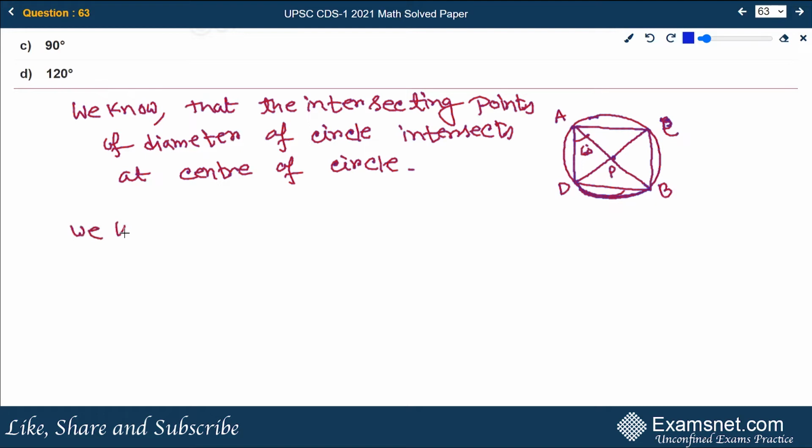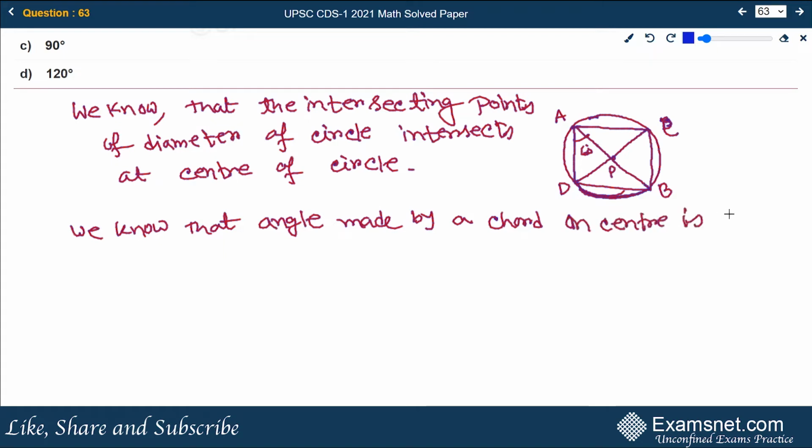So we know that the angle made by a chord, which is BD here, or we can say the arc BD, on the center is 2 times the angle made on its circumference.